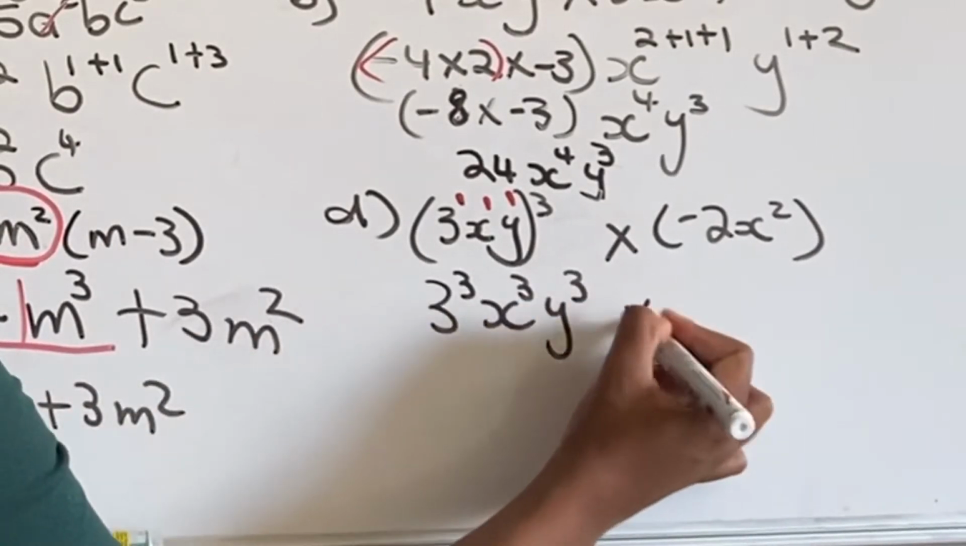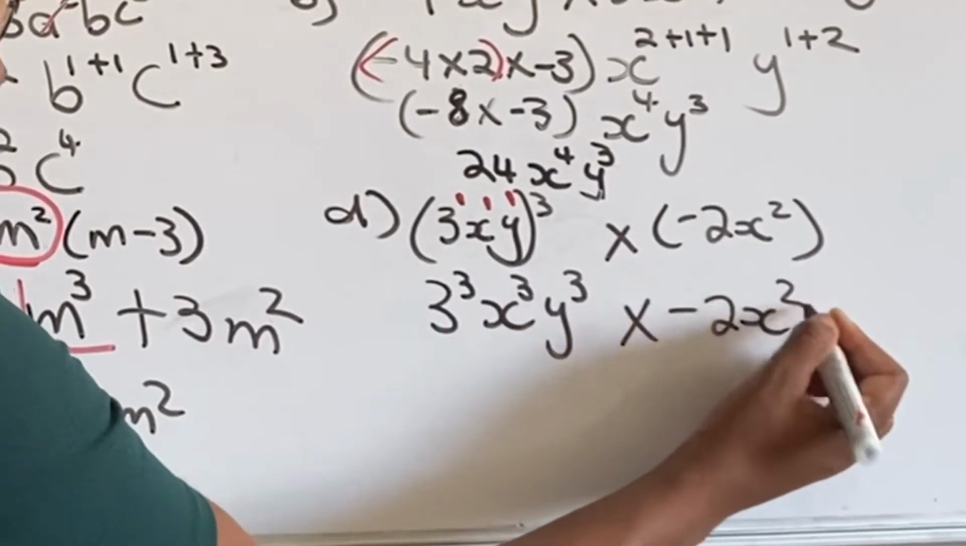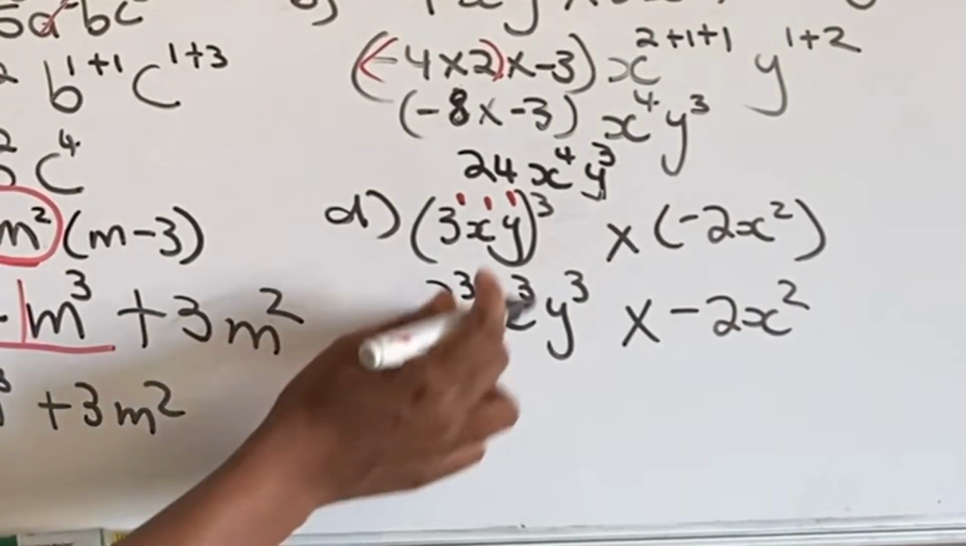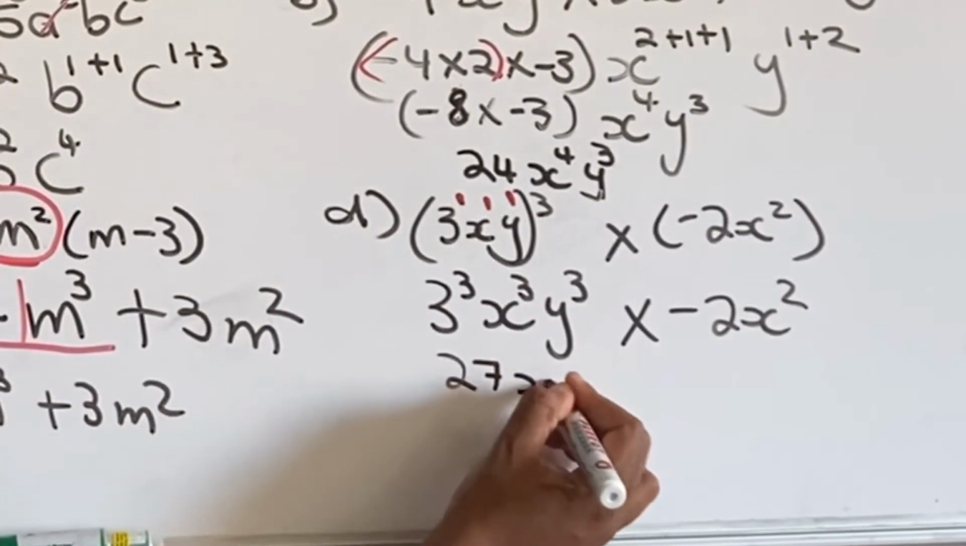So we have times negative 2x squared. Now we work out, we have 3 to the power 3 is 27. We want to make it easier for ourselves.